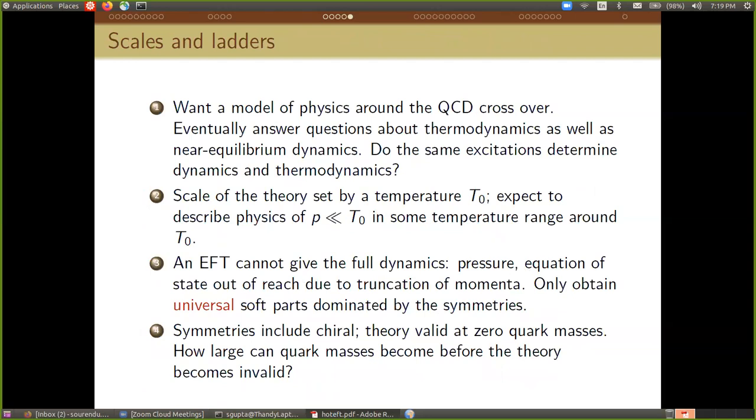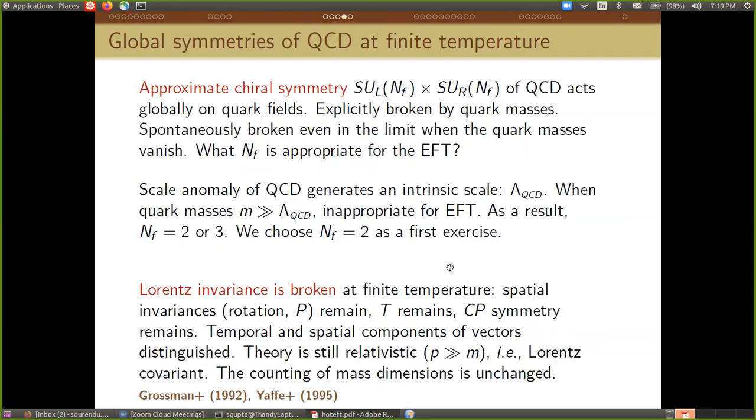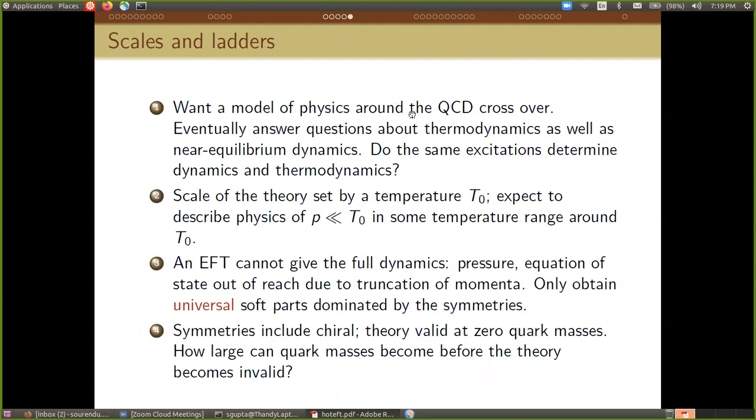Now, once you have these symmetries, what can you do? What I really want to understand, as I told you earlier, is to have a model of physics around the QCD crossover. And I want to answer questions about thermodynamics and things which are departures from equilibrium. One of the questions that we want to ask is whether the same excitations determine the dynamics and the thermodynamics. Are they really the same things, same degrees of freedom?